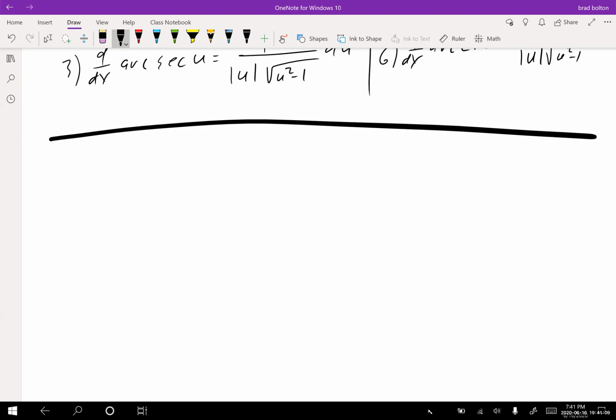Sure, I guess we'll try this one. I don't have this one worked out, but let's give it a shot. So suppose we have x squared plus x tan inverse (arctangent) of y equals y minus 1, at the point negative pi over 4 comma 1.